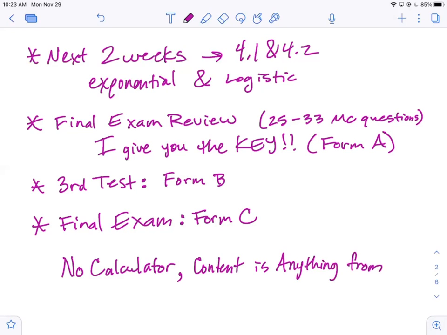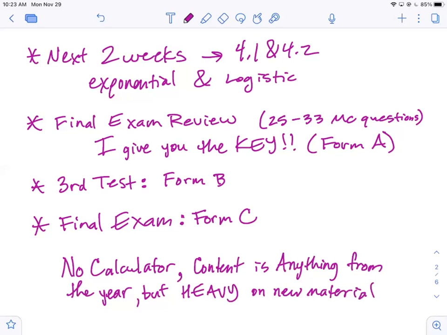And the content is going to be anything from the year so far. Going all the way back to the beginning, simplifying expressions, exponents, all that stuff. But it's going to be heavy on the new material, which is going to be exponential and logistics, okay? Because we're not going to be testing specifically over the new material, your final review will be heavy on the new material.